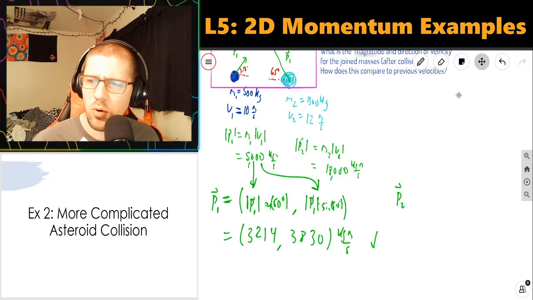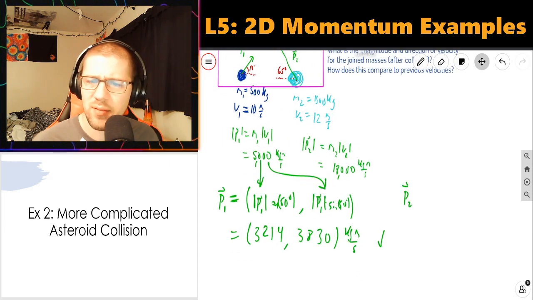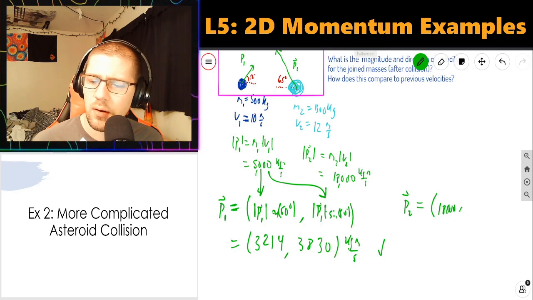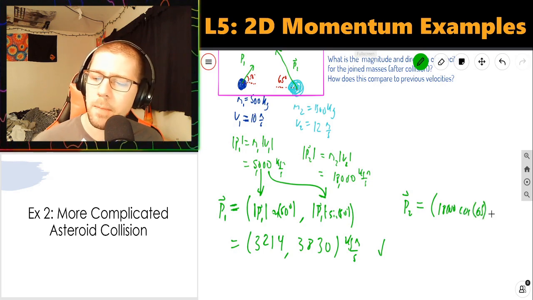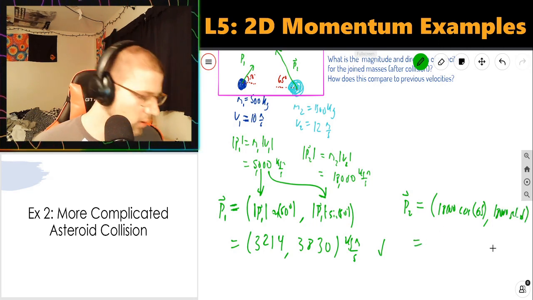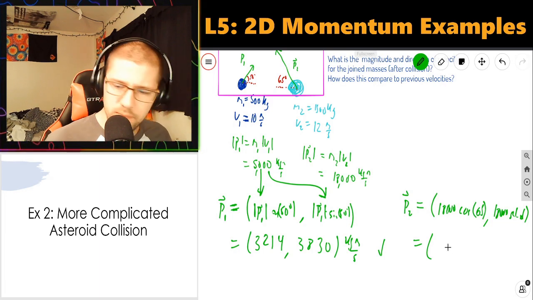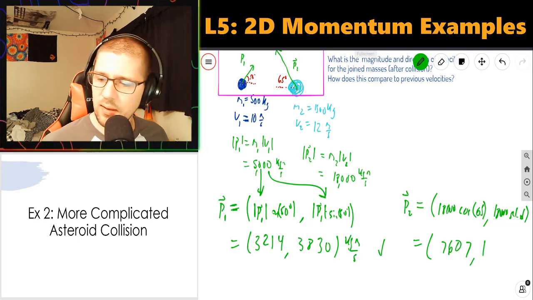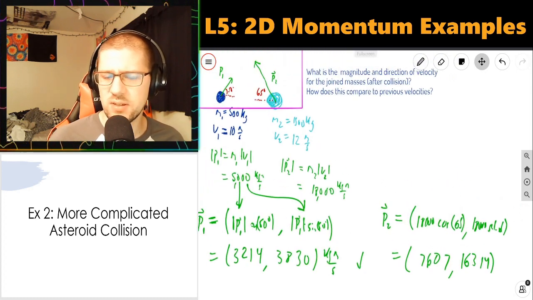The momentum of the second asteroid in this inelastic collision, the initial momentum of it is, okay, so the magnitude is 18,000. So I can find the component form of this by 18,000 cosine of 65, comma 18,000 sine of 65, and I get out as a result 7,607 and 16,314.